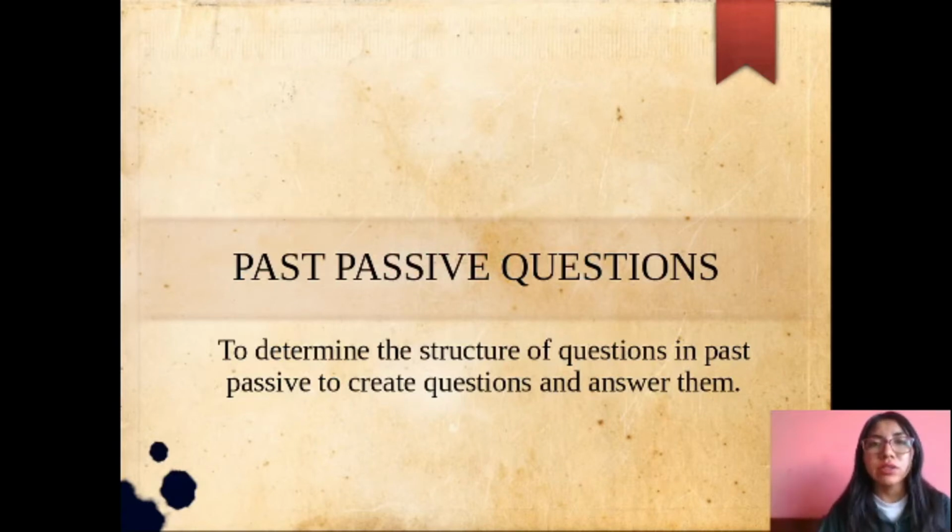Remember, you are going to use your subject, the auxiliary was or were, the verb in past participle form, and the complement. For example, I can say, the window, my subject, was broken by Carlos. In negative, the window wasn't or was not broken by Carlos. Okay, that is simple. The new topic for today is past passive questions.